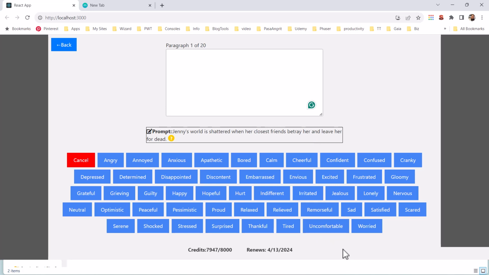So as you can see, you, as the writer, have a huge scope of emotions that you can play around with and apply to your characters.